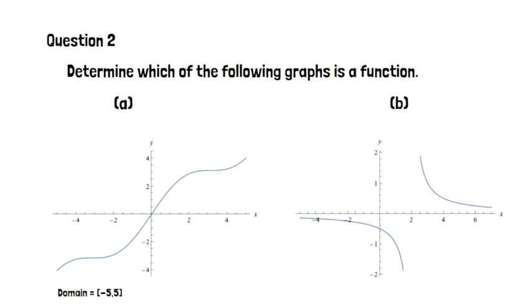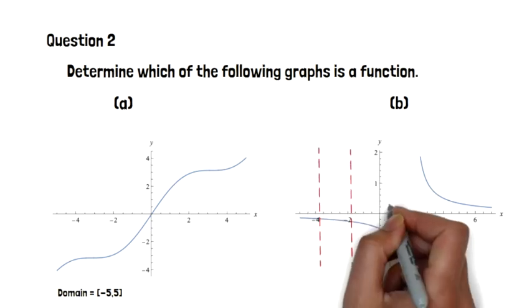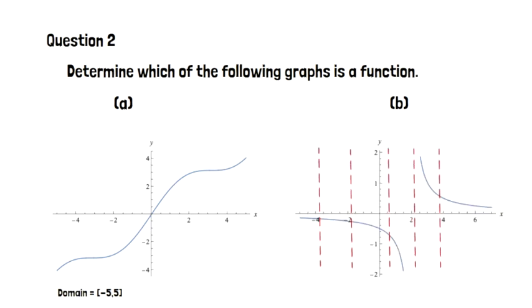Let's look at the second graph. Again, we draw vertical lines to determine how many points each vertical line would intersect with the curve. Again, we note that for each vertical line, the intersection is not more than 1. This fulfills the criteria for a function given this vertical line test.